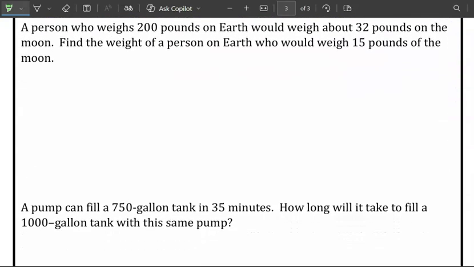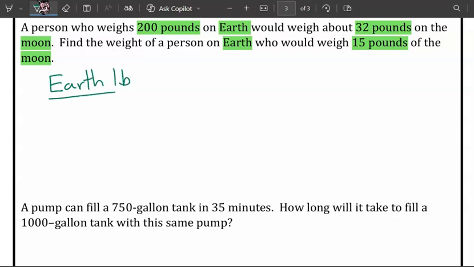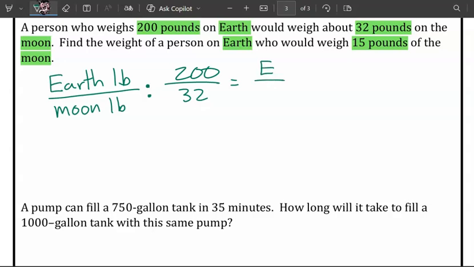A person who weighs 200 pounds on Earth would weigh 32 pounds on the moon. Find the weight of a person on Earth who would weigh 15 pounds on the moon. So we're going to have Earth pounds over moon pounds. 200 over 32 equals E over 15.